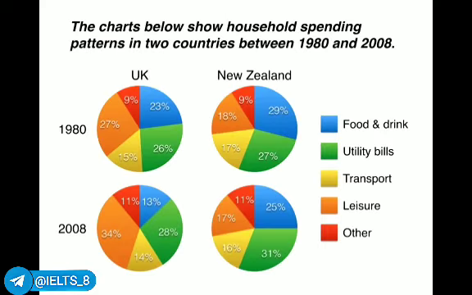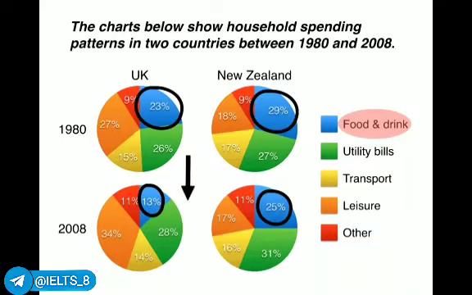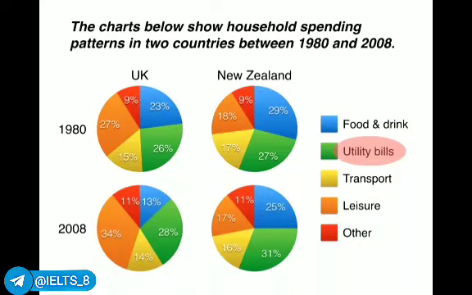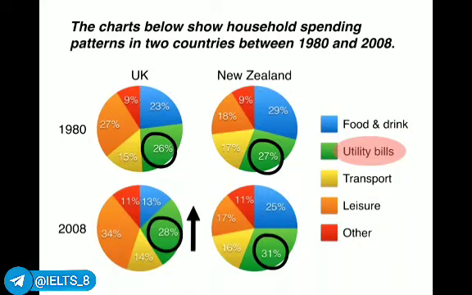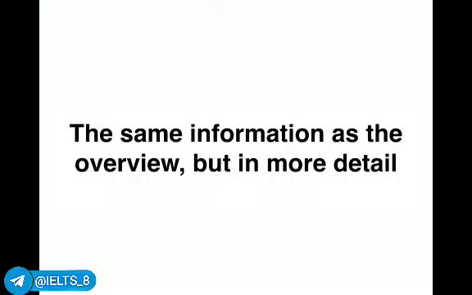Starting with paragraph 3, we need to look at the chart again and decide what to put in this paragraph. I'm going to start with food and drink, this category. And as we said in the overview, in both countries, we can see a decrease over the 2 years. And then in this paragraph, I'll talk about utility bills and talk about that increase that we mentioned in both countries. Notice that what I've done there is I've chosen the same information as in the overview, but we're going to describe it in much more detail now with the numbers. Here's how I did it.